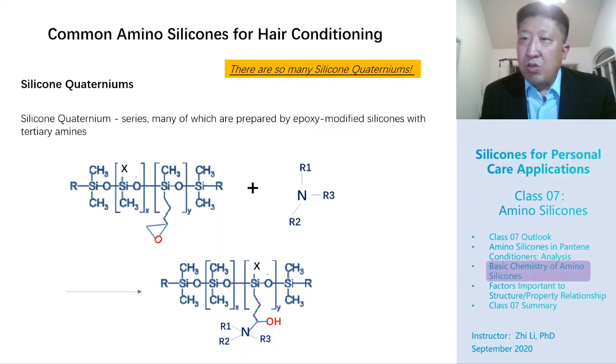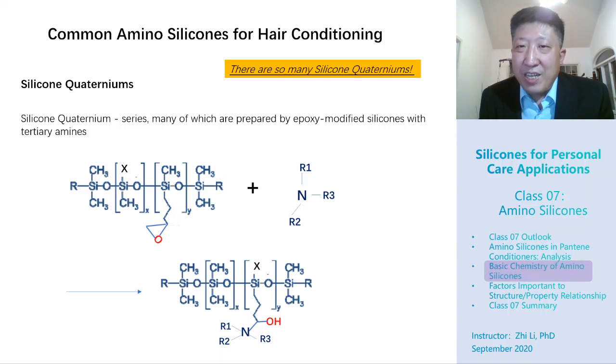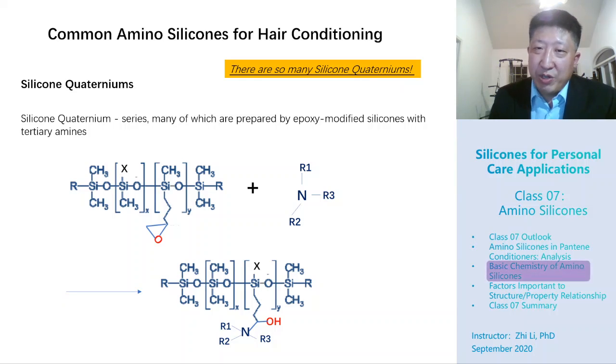As you know, there are many silicone quaterniums in our INCI dictionary. Silicone quaternium 1, 2, 3, 4, silicone quaternium 1, 2, 3, 4, 5, 6, 7, 8, 9, 10. And I showed you silicone quaternium 26. What are those silicone quaterniums? They are positive charge quaternary groups. This series, many of them, or even the majority of them, are prepared by reacting epoxy modified silicone, as I show here, with a tertiary amine.